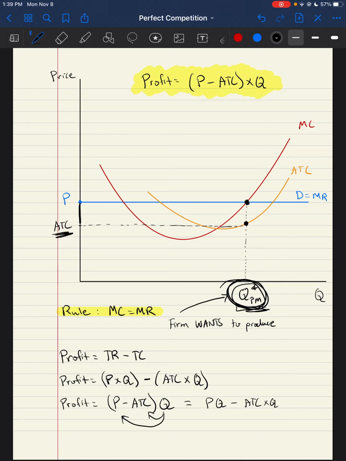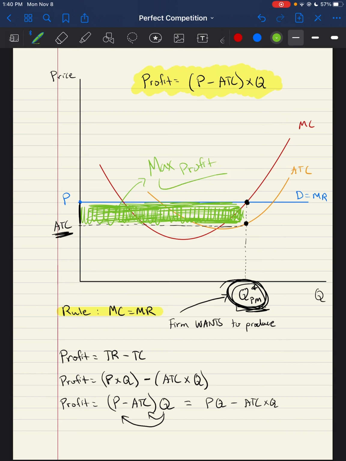And notice now we're left with this green triangle, so let me just shade this in. Sorry, not triangle, I said triangle. We're left with this green rectangle, and this green rectangle is our profit. And it's not just our profit, this is our maximum profit, our max profit from producing this level of output, okay?